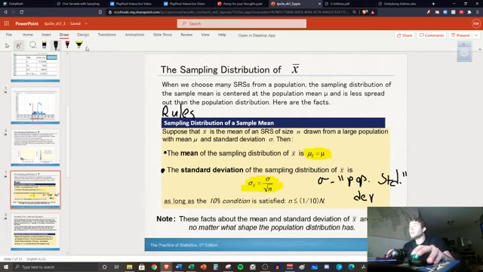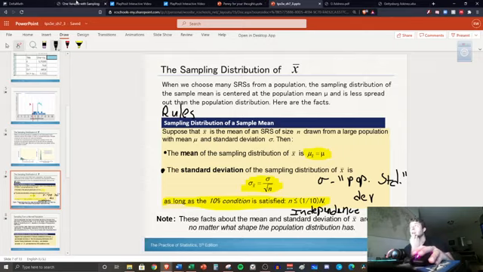Now, we also have to write this. As long as the 10% condition is satisfied, then that's fine. So what does this 10% condition do? We wrote that down last lesson. It shows independence. That's what that does. So that has to be the case.